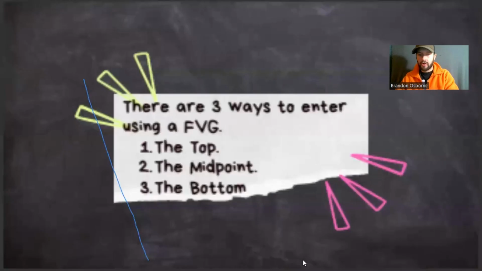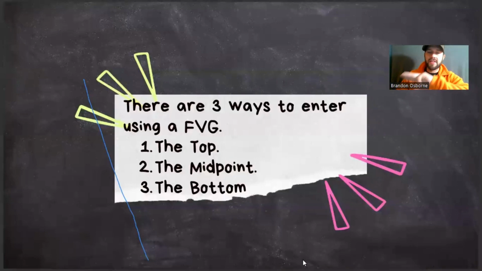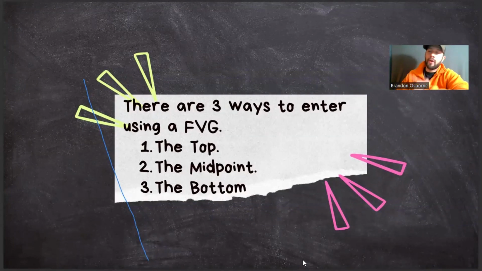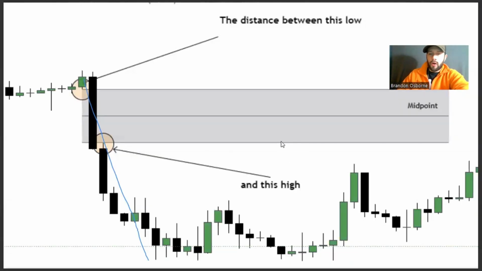All right, so moving on. There are three ways to enter using a fair value gap. One, the top, two, the midpoint, and three, the bottom. If I go back to this, you got one, the bottom, two, the midpoint, and three, the top. You want to pick one of these, either the top, the bottom, or the midpoint, to enter on your fair value gaps every single time.